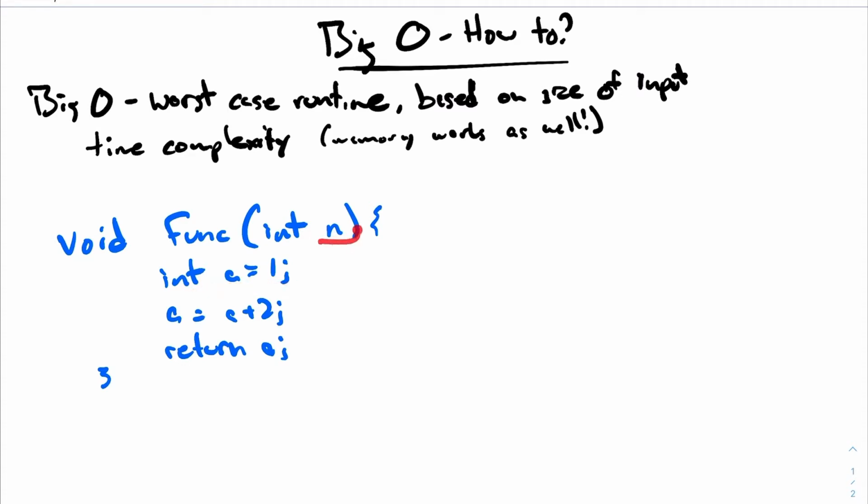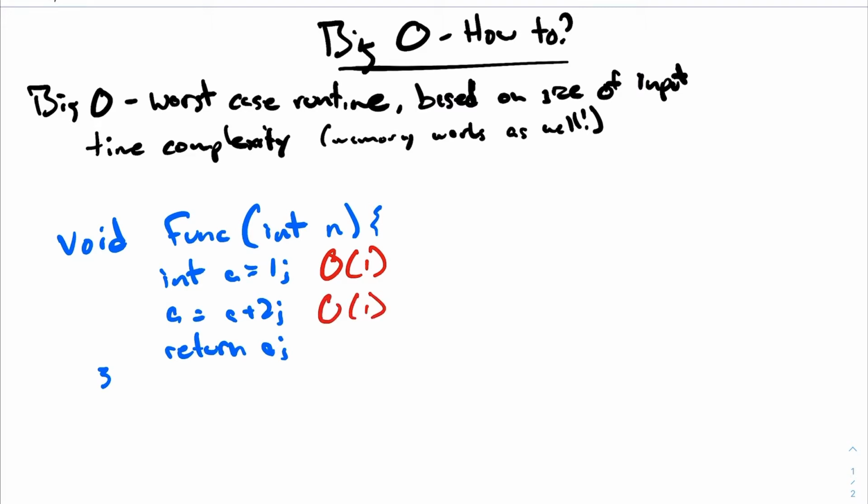Well, no matter what you pass in for this value, this line of code will never change how long it takes to run. This line of code will always take the same amount of time. That means that this line of code is constant time, big O of 1. This is a constant time operation. Let's look at the next one. A is equal to a plus 2. Well, this one is also not going to change. It doesn't matter what that n value is. This is also constant time.